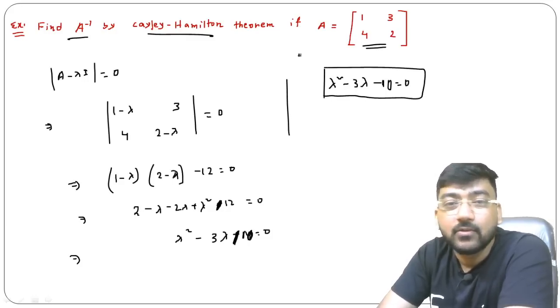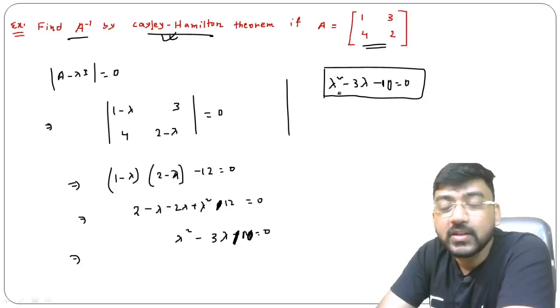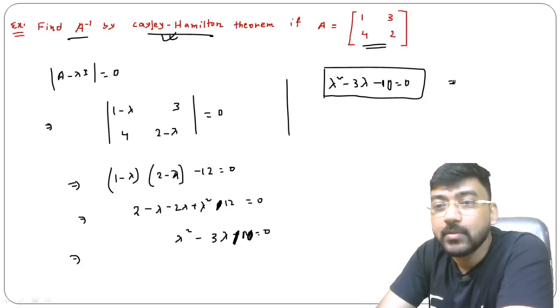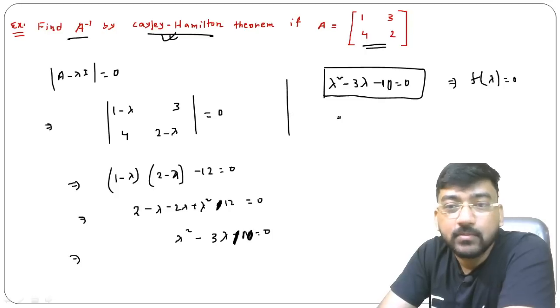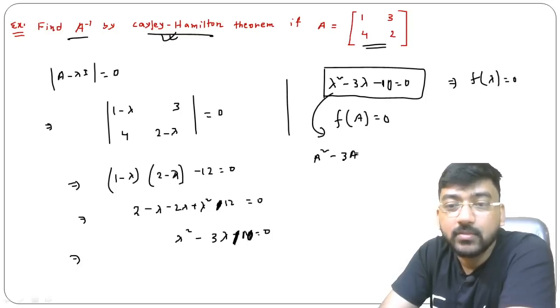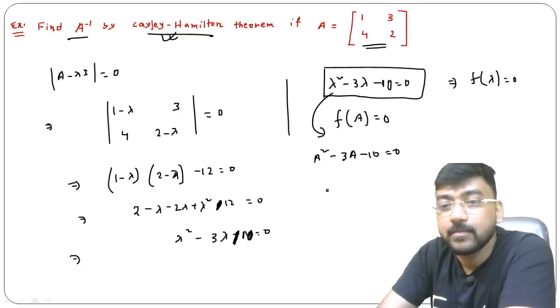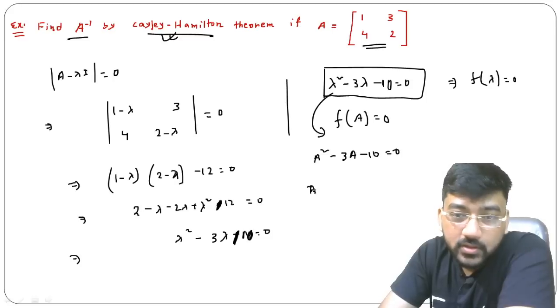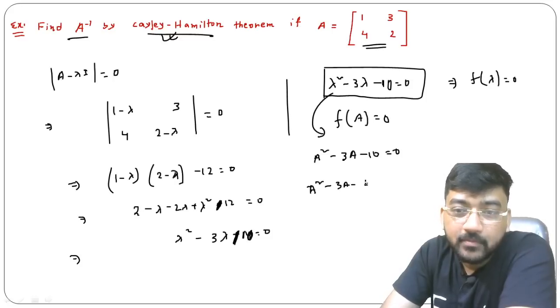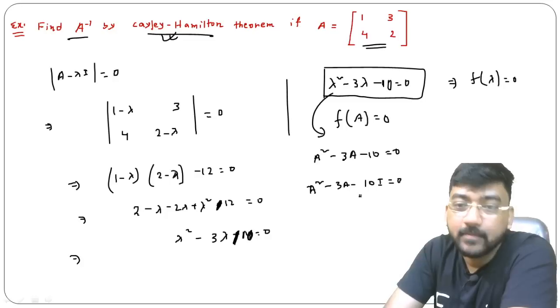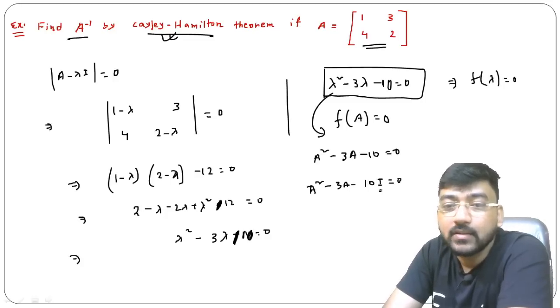Okay. Now, according to the CH theorem, we can use A instead of λ. So this is f(λ) = 0, and according to the CH theorem, f(A) will also be 0. That means from here we can write A² - 3A - 10 = 0. So this can be written in this way, that is A² - 3A - 10I = 0 actually. Now we can write for I as A inverse.